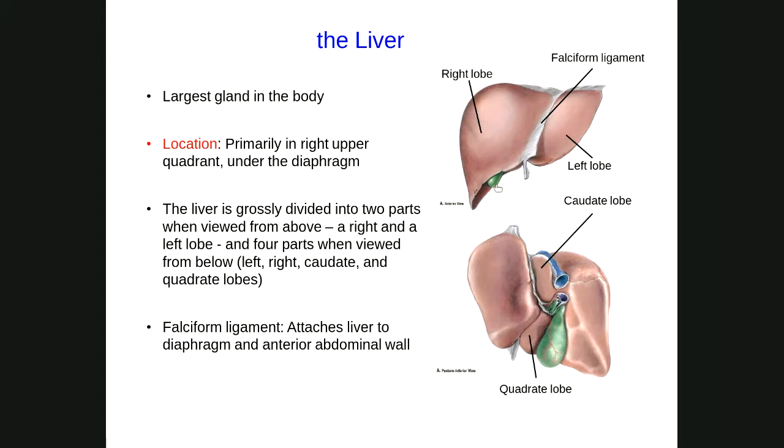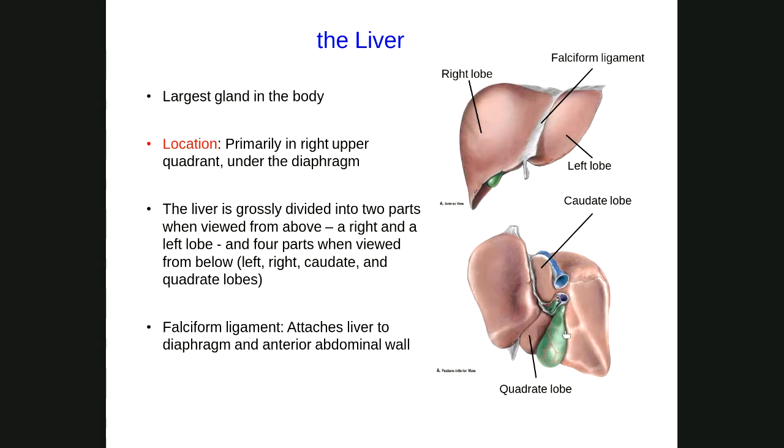So the falciform ligament, as we mentioned, attaches the liver to the anterior abdominal wall and to the diaphragm. And from the lower surface, we can see all the four lobes of the liver. These lobes are not equally divided in size. The largest, of course, as you can see, the right, left, and then the quadrate and the caudate lobes. So these are the four lobes of the liver.